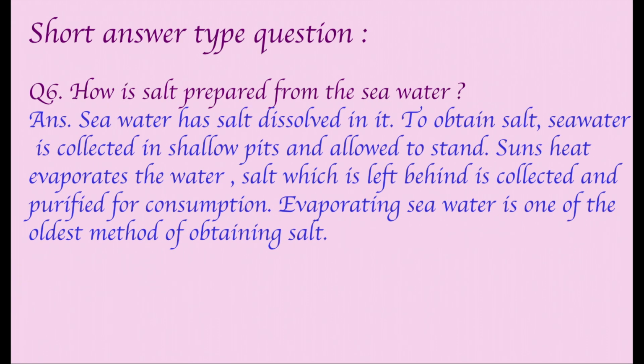6. How is salt prepared from the seawater? Answer. Seawater has salt dissolved in it. To obtain salt, seawater is collected in shallow pits and allowed to stand. Sun's heat evaporates the water. Salt which is left behind is collected and purified for consumption. Evaporating seawater is one of the oldest methods of obtaining salt.